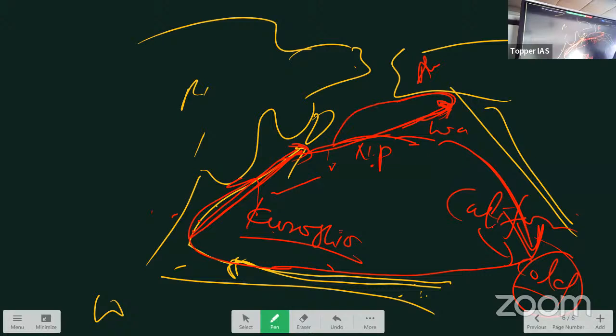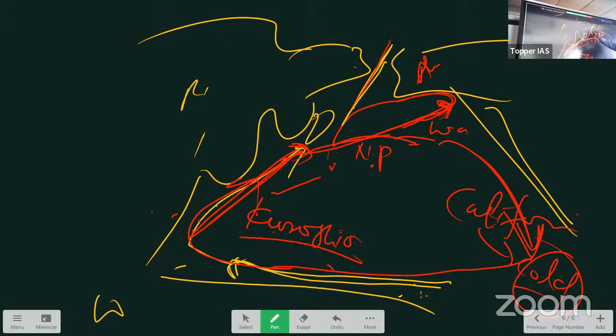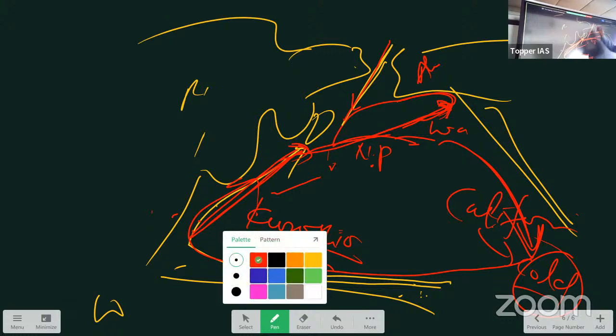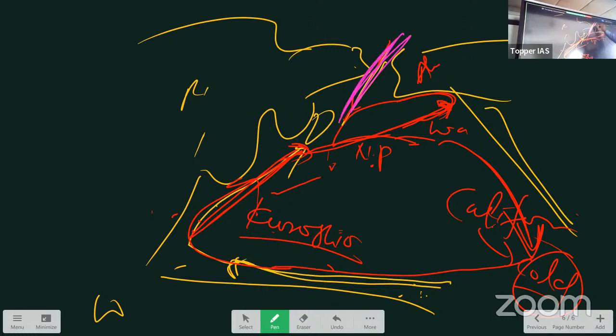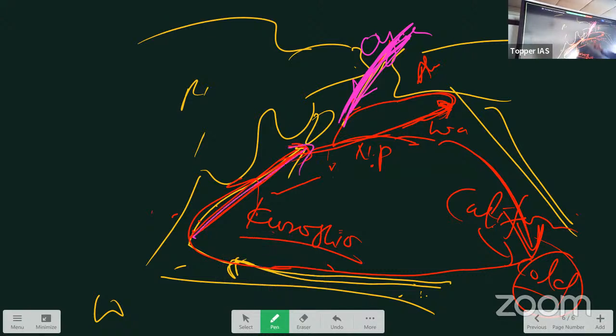Correct? While coming back, it will meet this cold water coming from the Arctic. So remember, there is another cold water coming from the Arctic region. This is called Oyashio. Warm water coming from the equatorial region is called Kuroshio. Cold water coming from the Arctic region is called Oyashio. This is Kuroshio and this is Oyashio. Both of them meet here. Kuroshio and Oyashio meet near Japan.